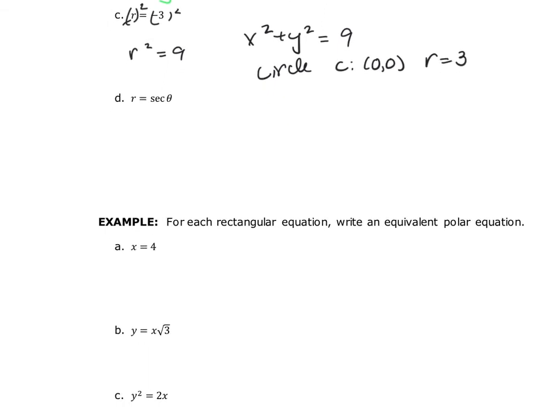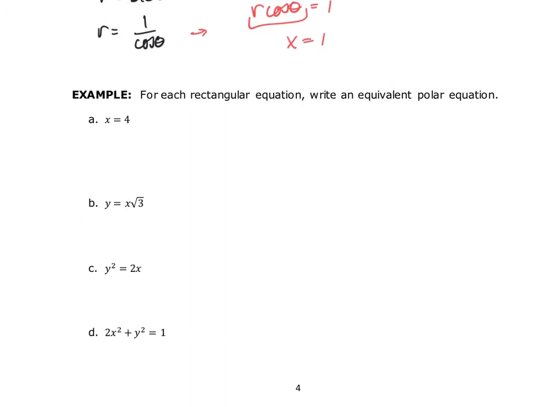Take a look at this one, where I have r is equal to the secant of theta. I don't have replacements for secant or cosecant, so I'm going to write this as 1 over the cosine of theta. Oh, this is like my other one. I'm going to multiply both sides by cosine theta. I get r cosine theta is equal to 1. This is just x, so x is equal to 1. So we have a vertical line, x is equal to 1.